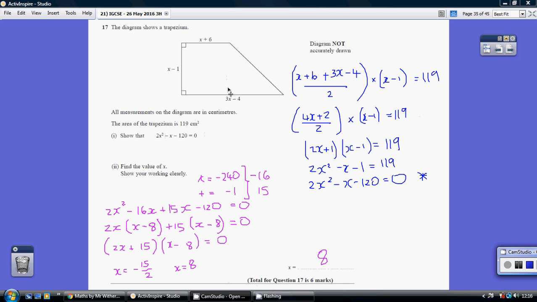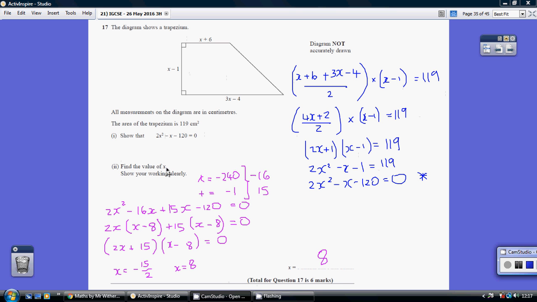So how do we work out the average of these two? We add them together and halve it, and then we're going to multiply by the height of x minus 1, and we know this area equals 119. So we've constructed our own equation here. So gather up our numerator, divide by 2, we're left with 2x plus 1 multiplied by x minus 1 equals 119. Multiply out the pair of brackets, we get this. Take away 19 from both sides, we get this, and that was what we were asked to show.